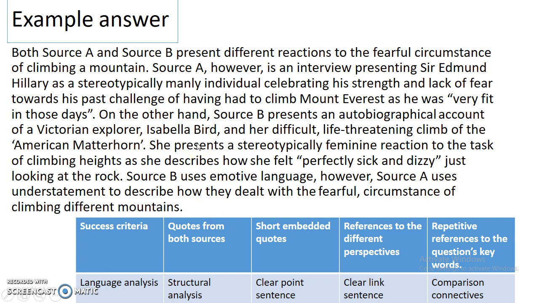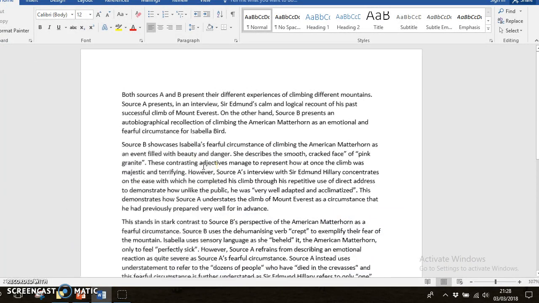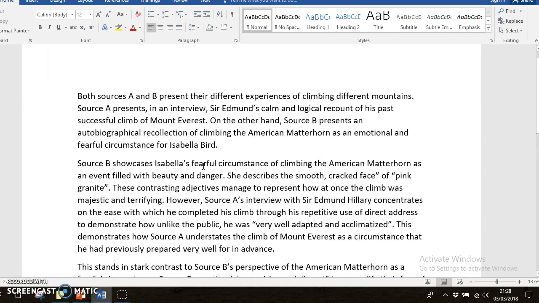Let's move on and consider another answer. Here we go. So here's another one. Both sources A and B present their different experiences of climbing different mountains. Okay, this is just going straight to the point. It could have added different mountains and their fearful circumstances just to show the examiner I am aware of the question, I am answering the question.